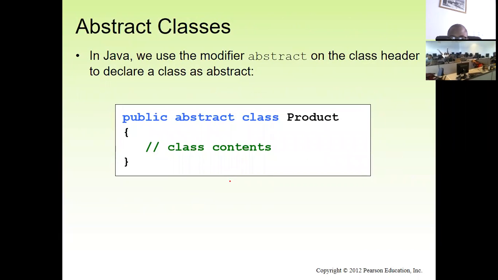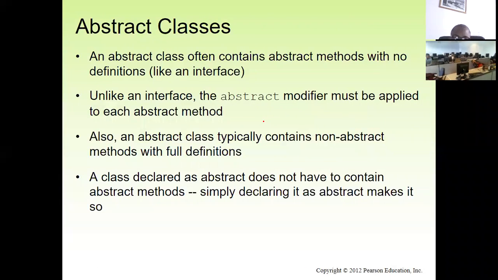In Java, we use the abstract modifier on the class header in order to declare the class as being abstract. So as you would see here, we have public abstract class product. As a matter of fact, you can write abstract before the word class or after the word public. You can say abstract public class or public abstract class. Either way it works. Now, an abstract class often contains abstract methods with no definitions, just like the interface. However, you have to put the word abstract, which we call the abstract modifier, before each abstract method. And then you also have to remember that the abstract class can contain non-abstract methods which are fully defined.